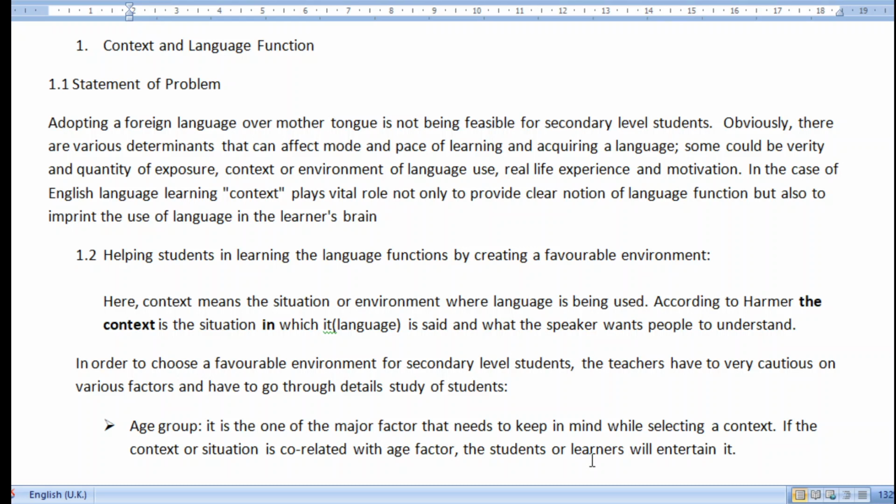That's my tips for you. In order to choose a favorable environment, a suitable environment for secondary level students, the teachers have to be very cautious, careful on various factors, and have to go through detailed study of students. Students को detailed study गर्नु पर्यो. You have to study the students, who is the learner, and how is the conceptual or aptitude status of the given students. You have to know that.